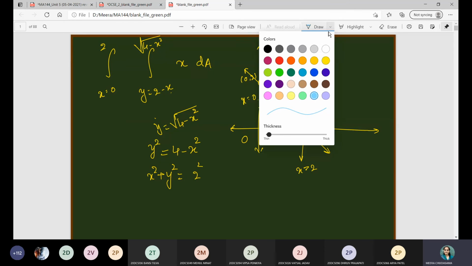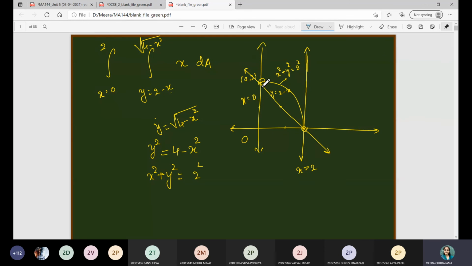So if you see this, first of all x is equal to 0 means it is this particular line, then x is equal to 2 means it is this particular line, then y is equal to 2 minus x means it is this one, and then the boundary of the circle, that is this one. So given region you are having this, which is bounded by the line as well as the parabola, in which x variable having constant limits. So this is the original strip we are given, and now we want to change the order.